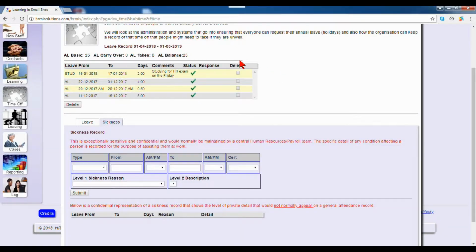The basic numerical number of days away sick will appear in a general attendance record for the person. Also, as you'll see in a moment, there is a more detailed confidential record of sickness that is not for general use.